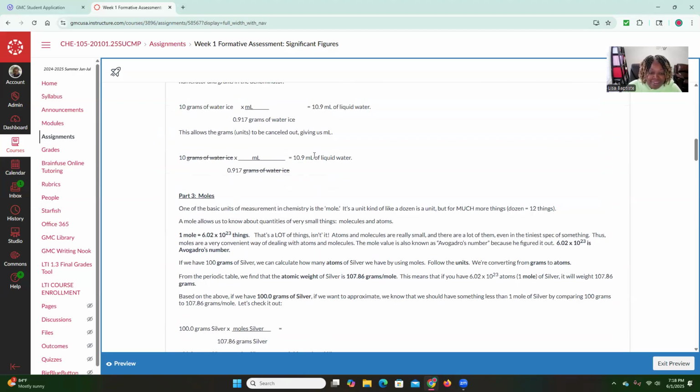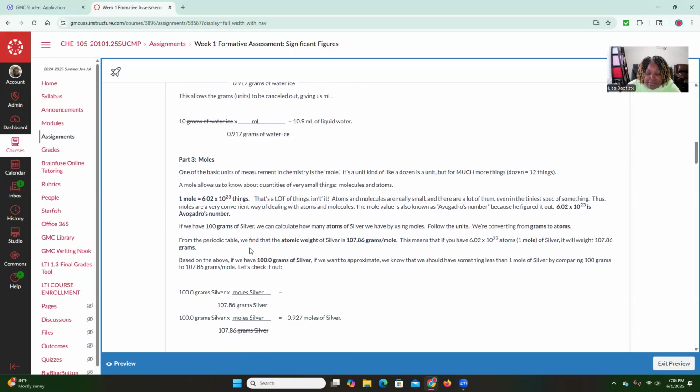All right. The last thing that we look at for this particular lab assignment is looking at moles. Moles are a unit that we use in chemistry to understand things like atoms, things like molecules, grams, and compare it to moles. And so we have what is known as Avogadro's number. So 1 mole is equal to 6.02 times 10 to the 23rd things. And we say things because things could be a lot of different items.